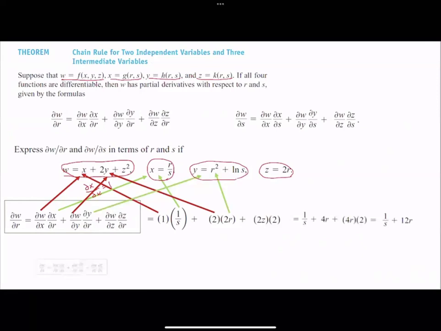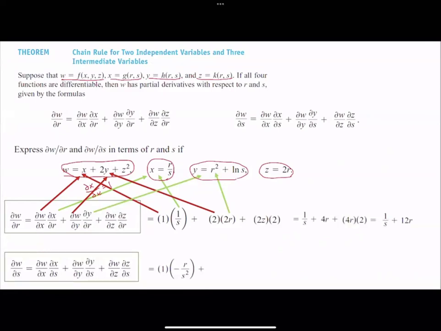Now let us move on to the second formula. The partial derivative of W with respect to S. We're just following the same format, the same logic. The partial derivative of W with respect to X is just 1, but the partial derivative of X with respect to S is negative R over S squared.